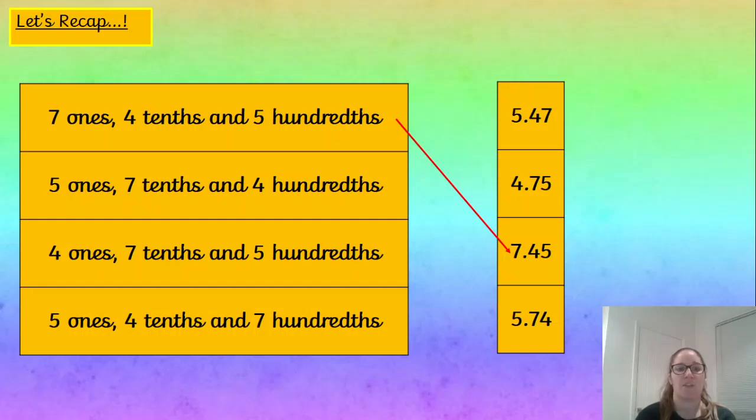The next one is 5 ones, 7/10 and 4/100ths. So we can see we've got 5 ones here and 5 ones there, but which one's got 7/10? This has got 4/10 and 7/100ths, this has got 7/10 and 4/100ths, so it's there to trick you. Make sure you're reading those carefully. Then we know that 4 ones is only one option, and then finally we've got 5 ones, 4/10 and 7/100ths.